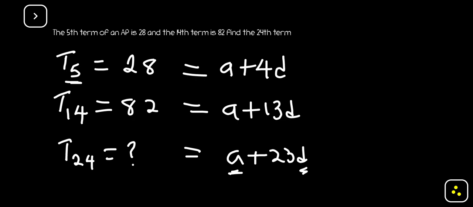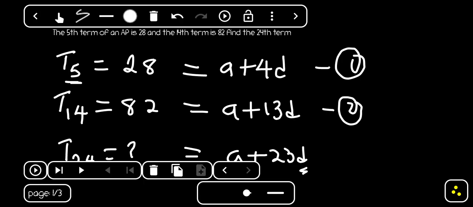In this instance, since we have two equations, the fifth term gives us the first equation: 28 equals A plus 4D. We'll call this equation 1. The 14th term gives the equation 82 equals A plus 13D, and we'll call this equation 2. Since we have two equations, we can just use simultaneous equations. This will help us find A and D. So let's put that on the next page.